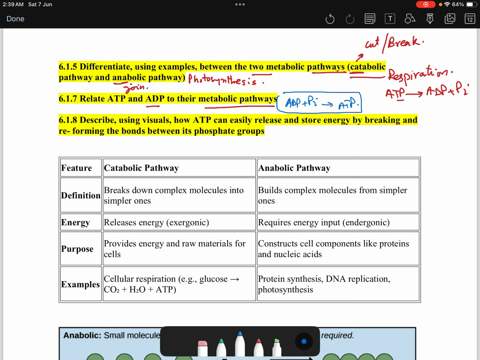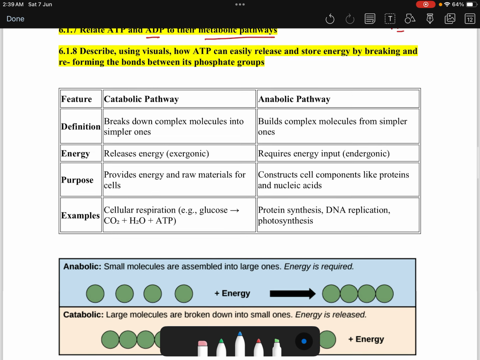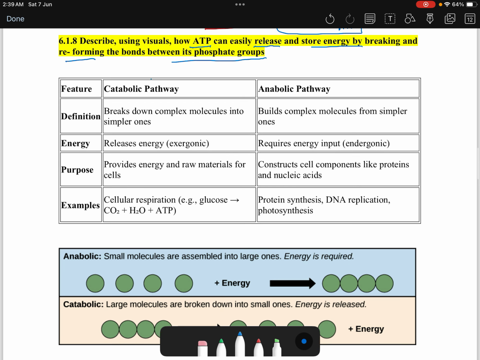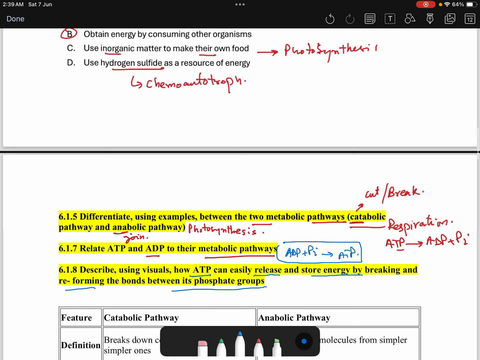Describe using examples. Describe using visuals how ATP can easily release and store energy by breaking and reforming the bonds between its phosphate groups. So this is the ATP-ADP cycle. We will see them down. Catabolic pathway is breakdown. I told you above.